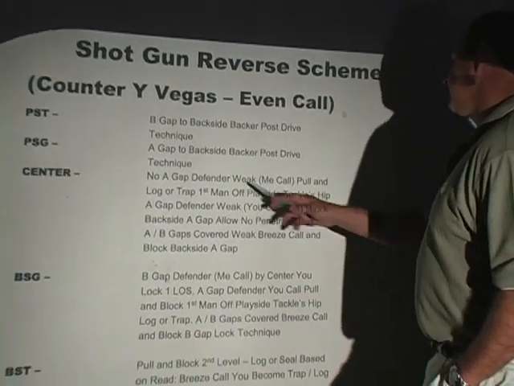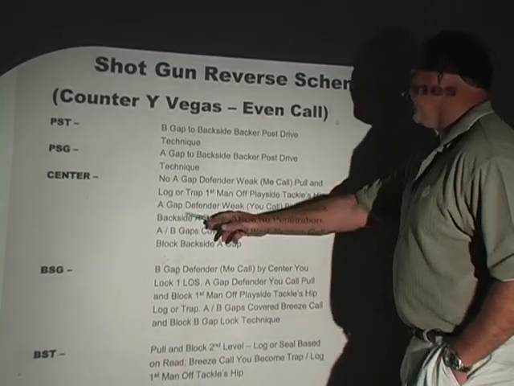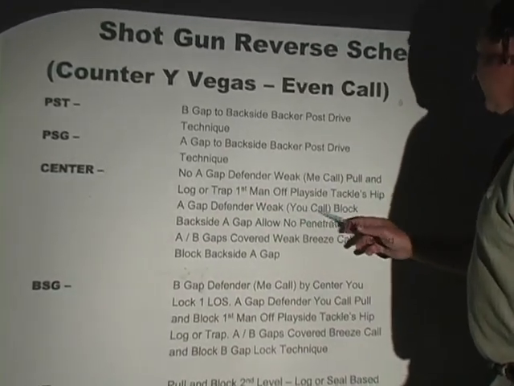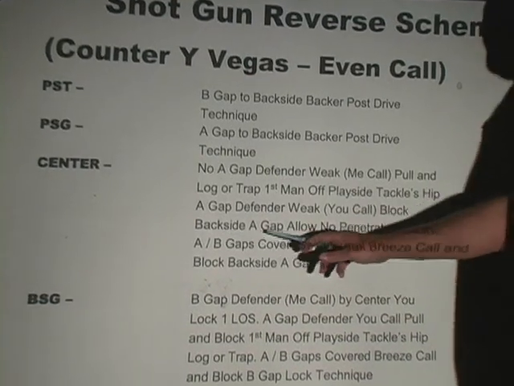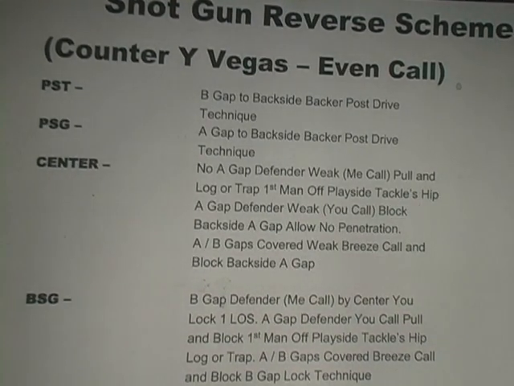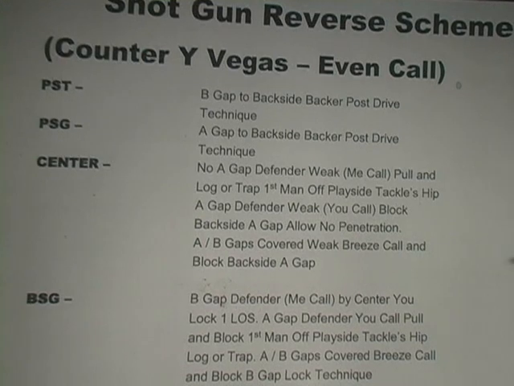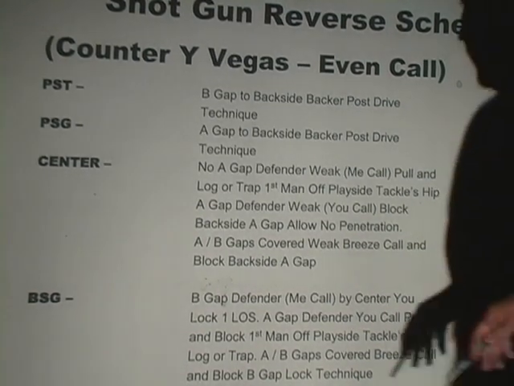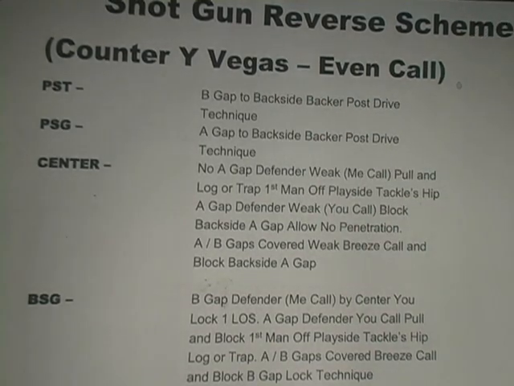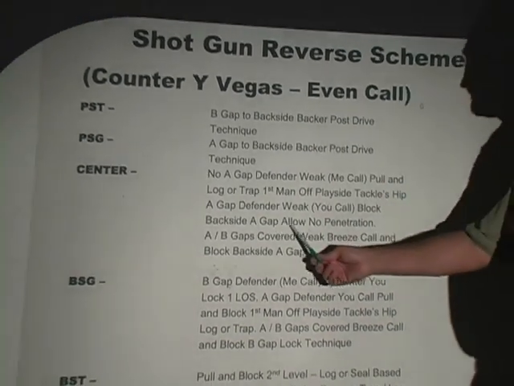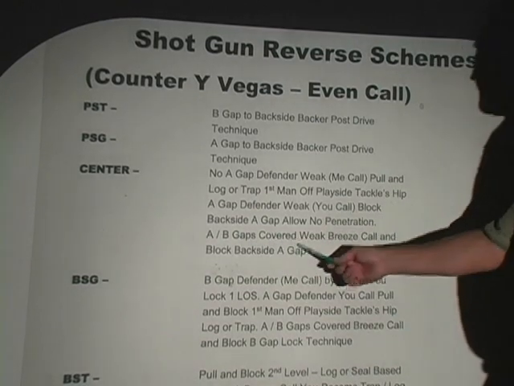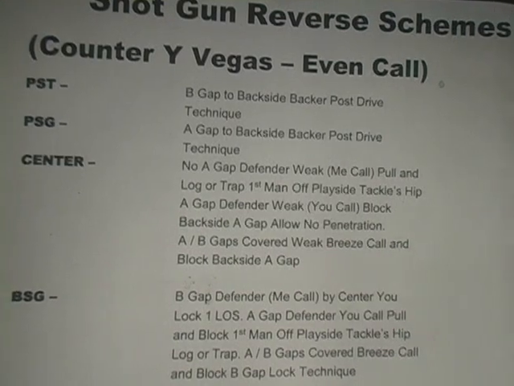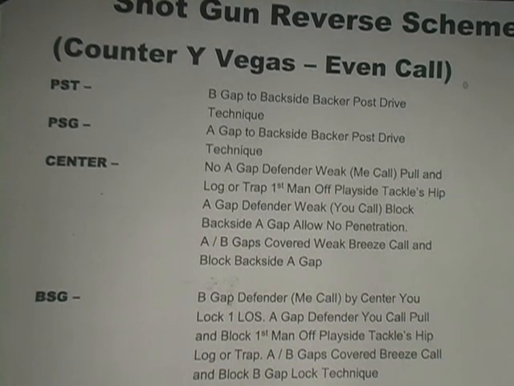First man off, this is saying if you got a me call, tackle's hip in the A-gap defender weak. If you have an A-gap defender weak, you make a U call, and this is a center, block backside A-gap and allow no penetration. Because it's Vegas, he doesn't want to allow any penetration. He wants to make sure he covers him because we're shoveling it. That's why we like to put the word Vegas on it. All right, now, it says right here, A and B gaps covered, weak, breeze call, and block backside A gap. Don't allow any penetration.